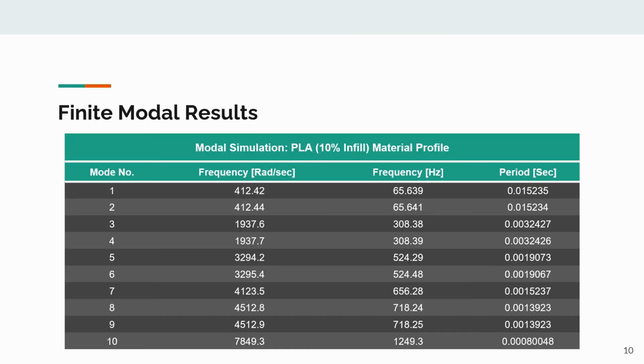Our simulation results show natural frequencies at approximately 66, 308, 524, 656, 718, and 1250 Hz respectively. The natural frequencies that show up in pairs are bending modes, and the reason they show up in pairs is that it's effectively the same mode shape but acting over 2 different perpendicular axes. So the exception is mode 7, which is a torsional mode, and mode 10, whose pair is actually mode 11, which isn't listed.